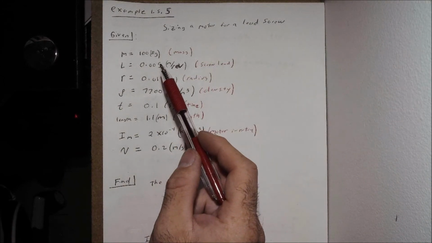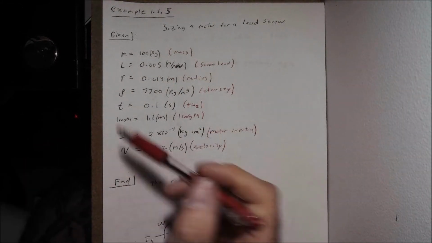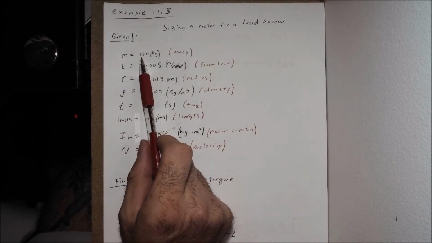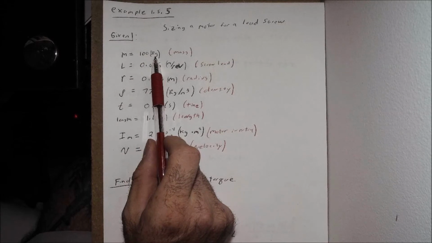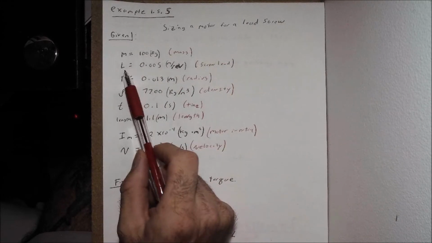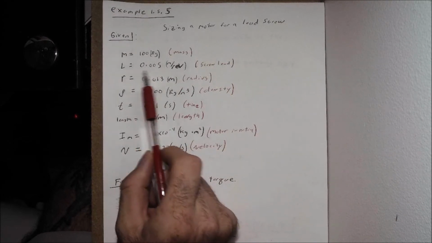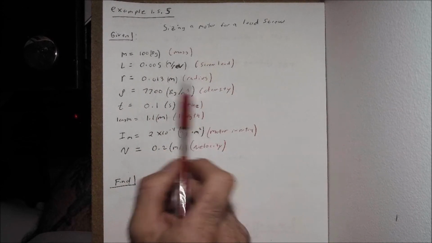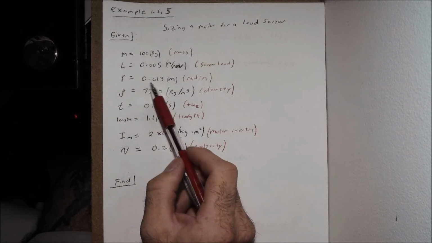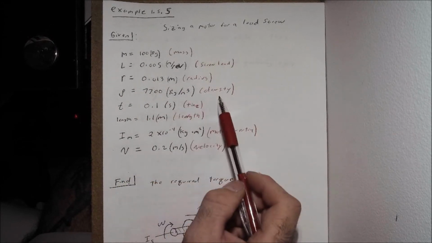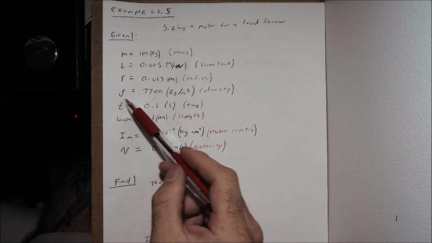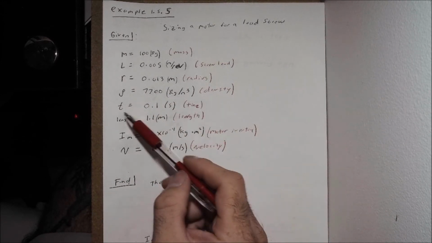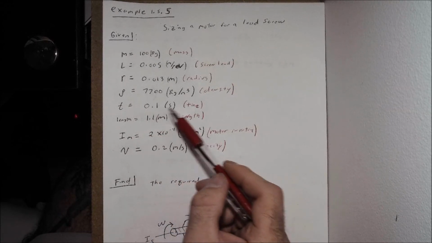We need to make sure that we're in the right units and doing unit analysis as necessary. So as I read through the problem statement, I see that they gave me the mass. Variable M has a value of 100 in units of kilograms. I also see the screw lead. I have right here the variable L. It's 0.005 meters per revolution. We have the radius, R, equal to 0.013 in meters. We have the density given to us by rho equal to 7,700 kilograms per meter cubed. Time is T equal to 0.1 in seconds.